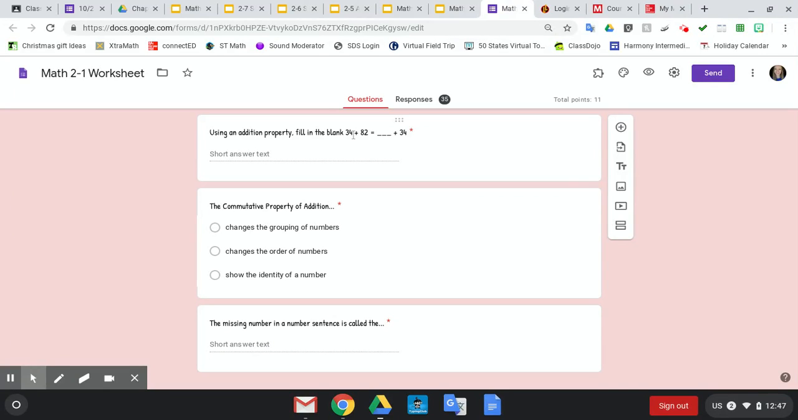So when we look at that, we can see that 34 and 82 are on this side, and then only 34 is on this side. So in order to flip those around, we would put 82 in this spot.